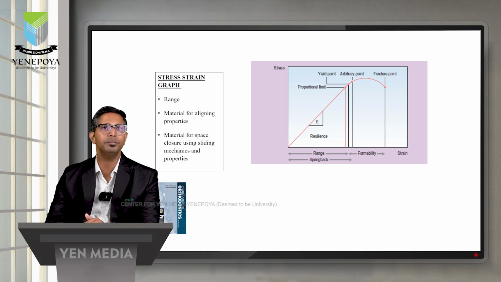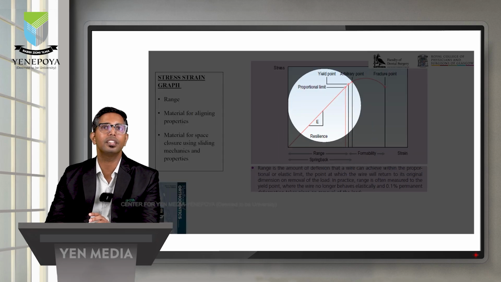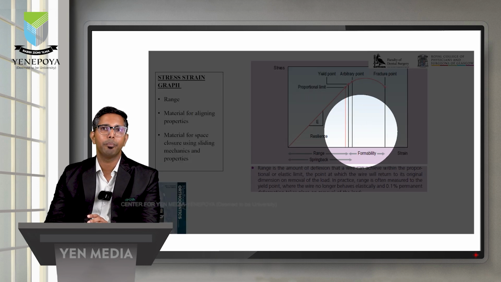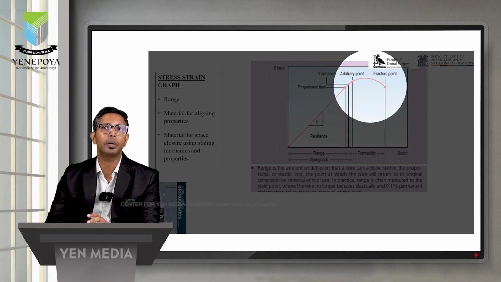Next important question they like asking is the stress strain graph, where they can usually ask questions regarding the range, material for aligning properties and material for space closure. This can be some of the questions. Now what is range? It is the amount of deflection that a wire can achieve within the proportional or elastic limit. If you can see here, this is the range in the stress strain curve. Now they can ask formability, strain, spring back, and what is proportional limit, yield strength, arbitrary point and fracture point.